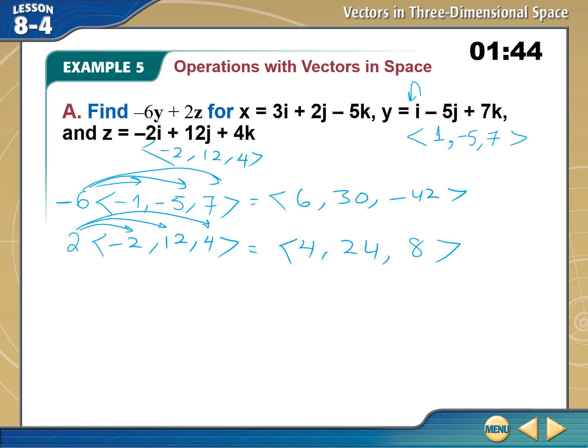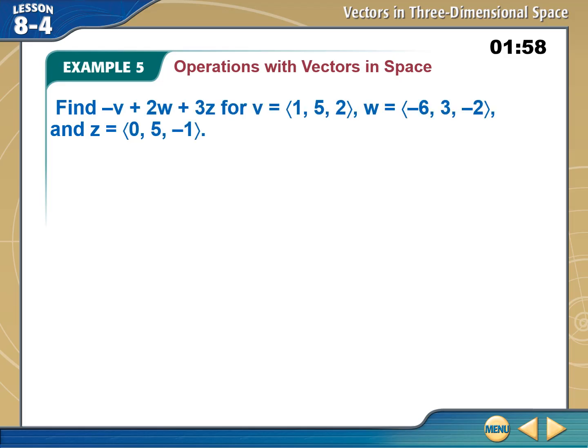Now, what is the next step? Just add them. So, adding is easier than subtracting. Okay, 6 plus 4 is 10. 30 plus 24 is 54. Negative 42 plus 8 gives us negative 34. So negative 34. Yes. So this is our answer.